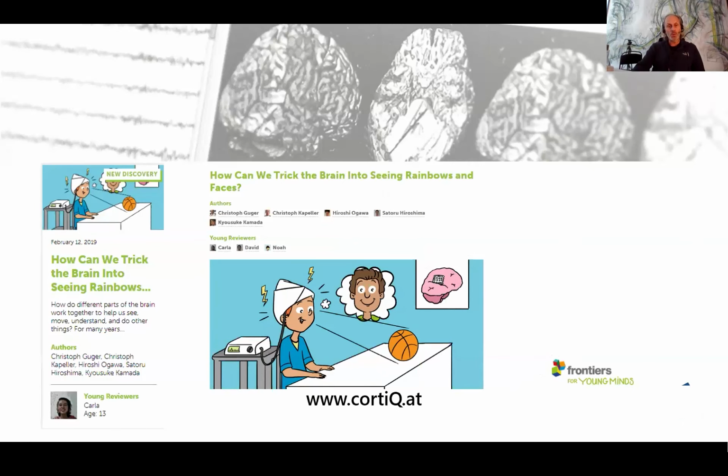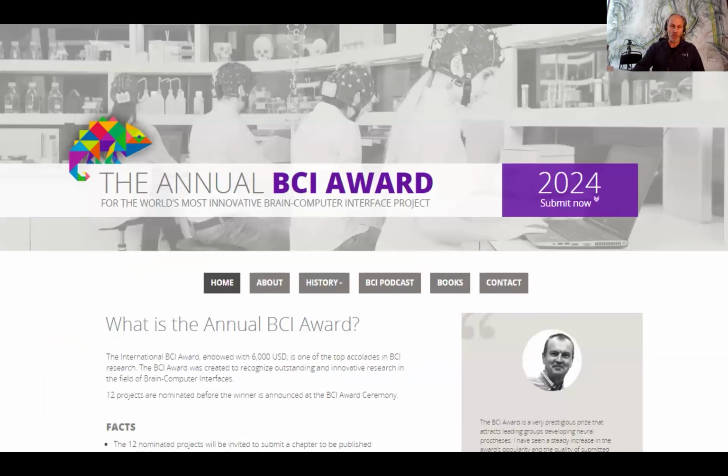This is something that we also published in Frontiers for Young Minds, like also for MindBeagle. So this is a journal publication for children. It's also reviewed by children. So it's a very nice read up for non-experts to dive into the topic of cortiQ and high gamma mapping.